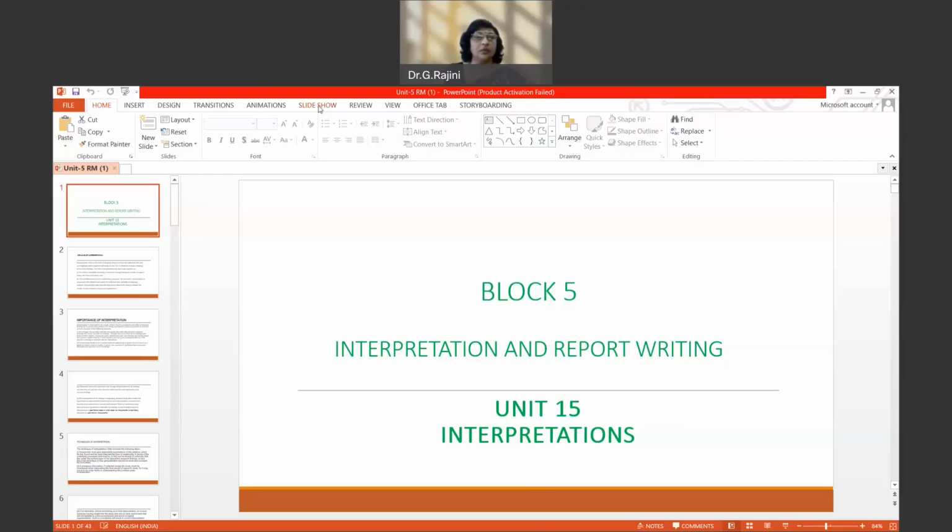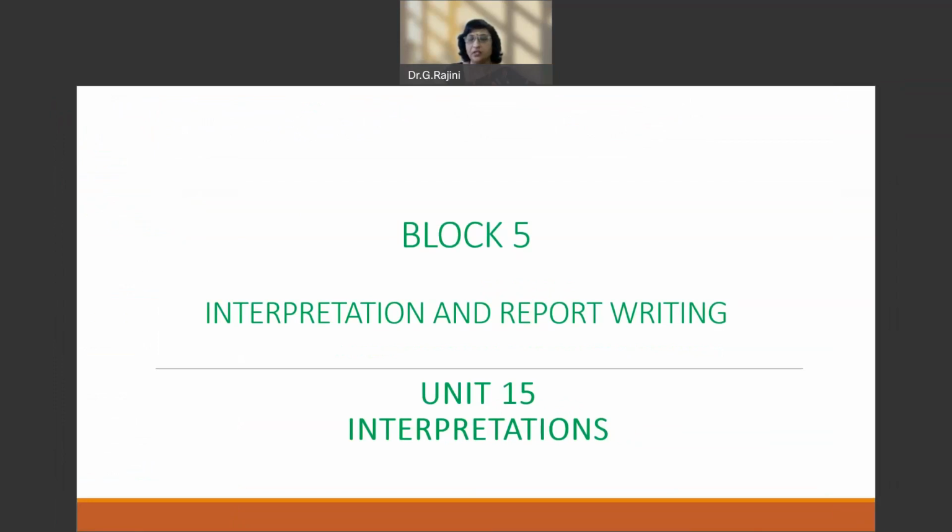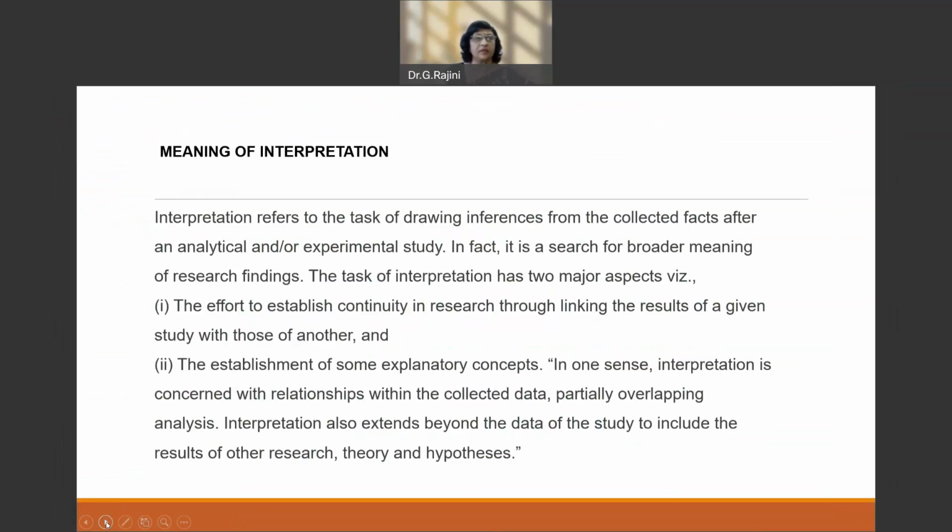So what I'll be doing in this session is talking to you about the interpretation of data, and I will show you how data has been interpreted in a report as well. So what do we mean by interpretation?